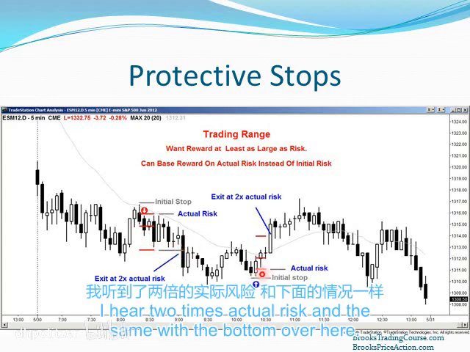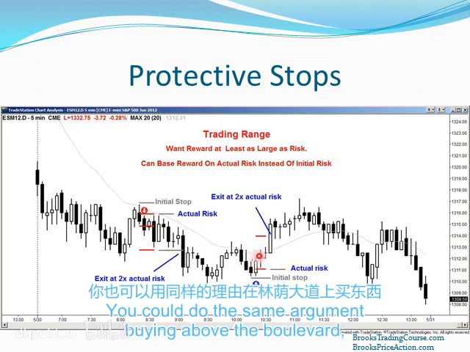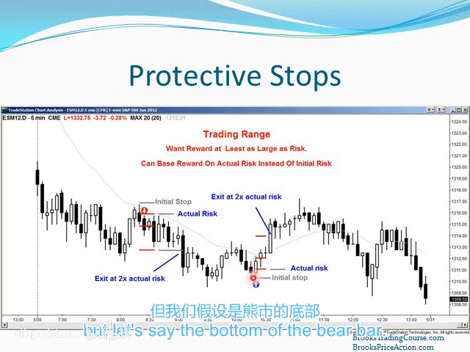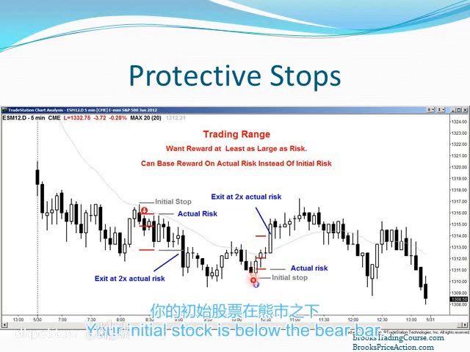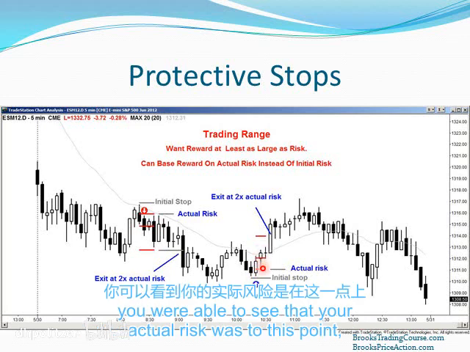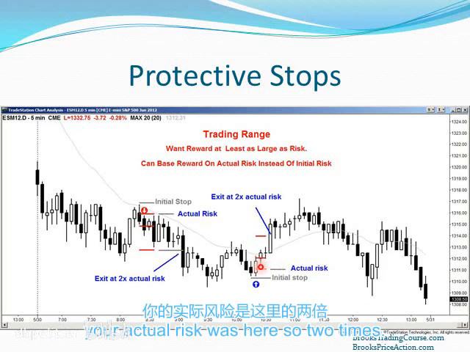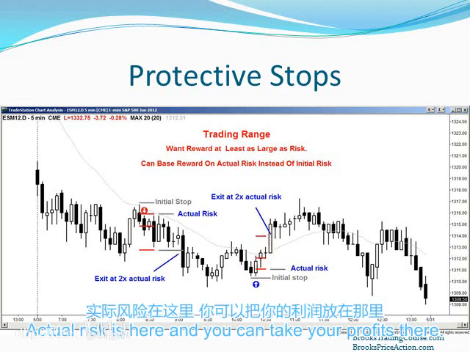And the same with the bottom over here. Let's say you bought above the bear bar. You could do the same argument buying above the bull bar. But let's say you bought above the bear bar. Your initial stop is below the bear bar. But once the market started to turn up, you were able to see that your actual risk was to this point. So you went long at this red line right above that bar. Your actual risk was here. So 2 times actual risk is here, and you could take your profits there.